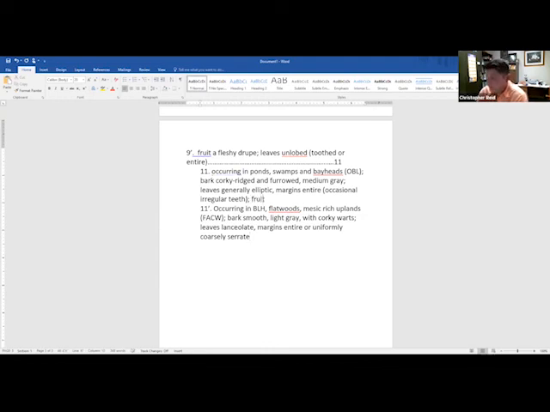Fruit type: fruit an oblong, dark blue drupe. Fruit a roundish orange-red drupe. Sugarberry. Good Lord, I'm taking so long. I'm sorry, folks.